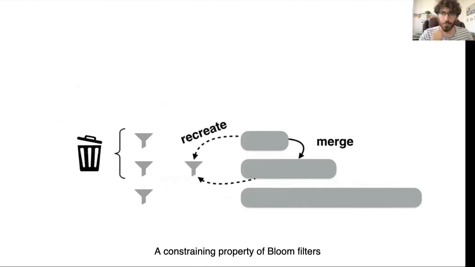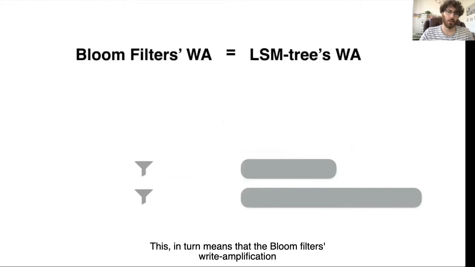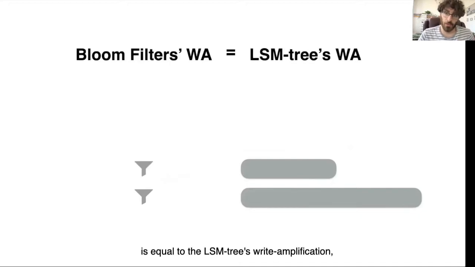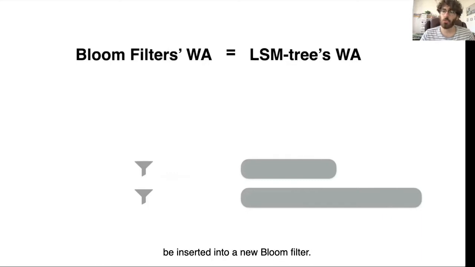A concerning property of Bloom filters is that they're immutable, meaning they cannot be resized or updated once created. This means that during a merge operation, we need to dispose of the original Bloom filters of the original runs included in the merge and create a new Bloom filter during the merge for the new run being created. This in turn means that the Bloom filter's write amplification is equal to the LSM tree's write amplification. Or in other words, for every time that an entry participates in a merge operation in the LSM tree, that entry also has to be inserted into a new Bloom filter.